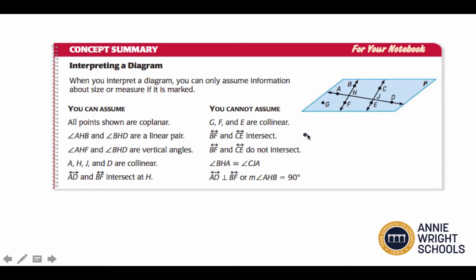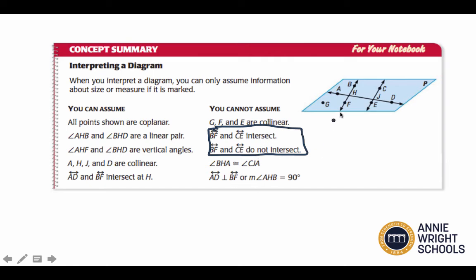Things that we cannot conclude. We cannot conclude that these 2 lines intersect, and we can't conclude that they don't intersect. I love that. We don't know if they're parallel. We can't say that. We don't know if they're not parallel. We can't say that. We can't assume that BHA is congruent to CJA. We don't know if those are congruent. We can't assume that line AD is perpendicular to line BF. They might be. It looks like they are, but it doesn't matter what it looks like. These are things you can't assume.